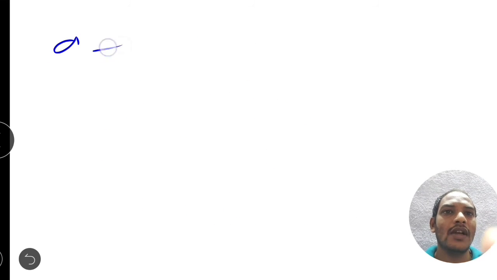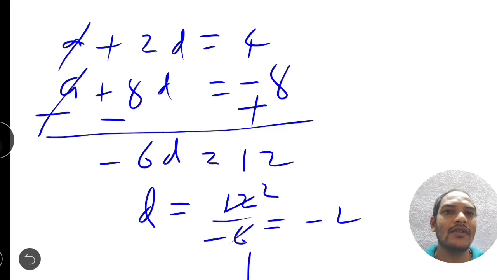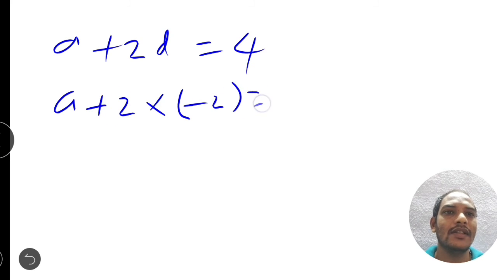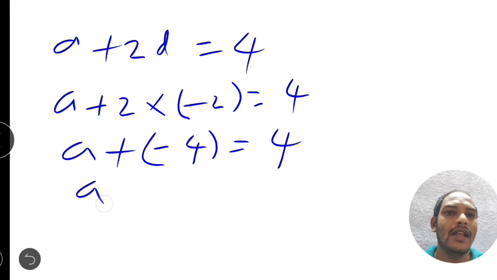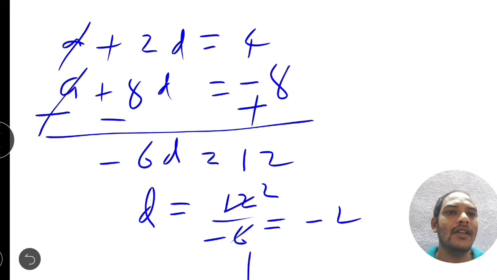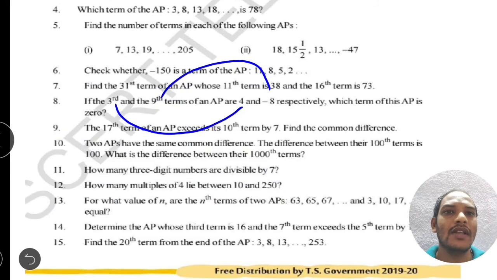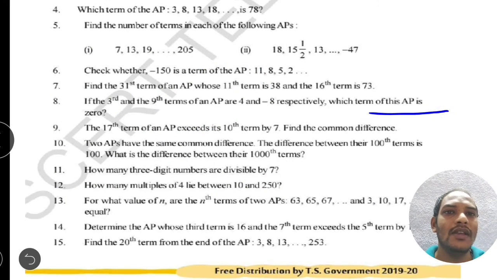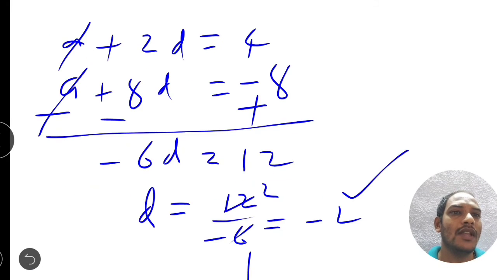So substitute the D value in any equation, either equation 1 or equation 2. So A plus 2 into minus 2 equals 4. A plus minus 4 equals 4. Then A equals 4 plus 4, then A equals 8. So A value is 8 and D value is minus 2. Now what he is asking: which term of the AP is 0?